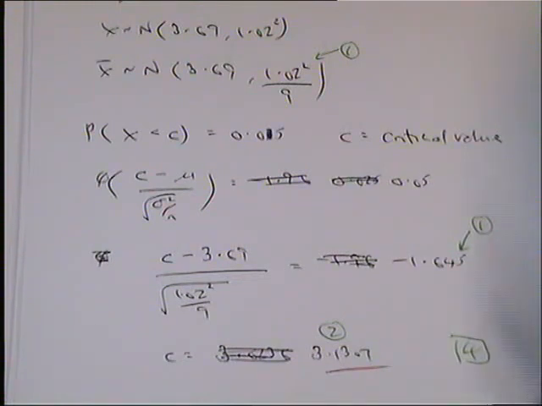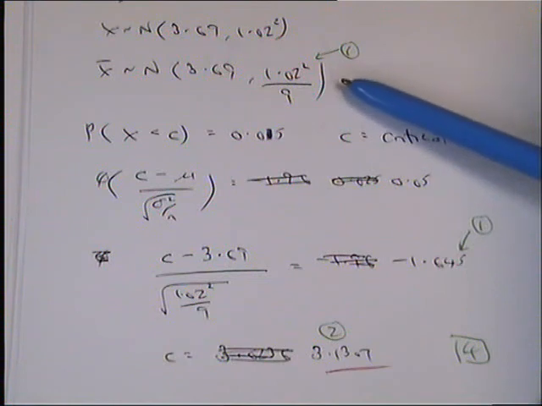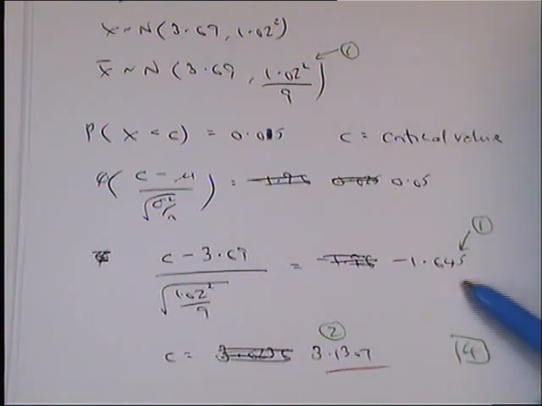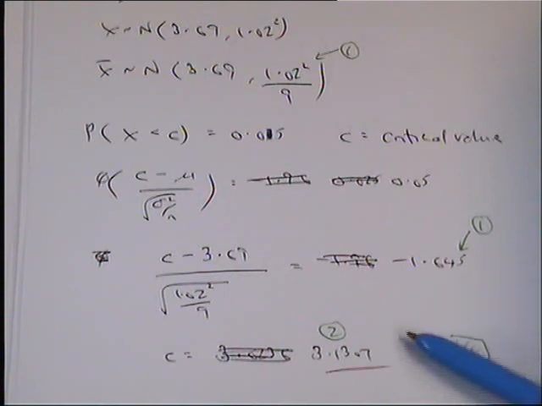So it's 4 marks altogether. They gave 1 mark for the correct sigma squared over n, 1 mark for having the correct z value of minus 1.645 and 2 marks for getting the value, 4 marks altogether for that question. That was quite quick.